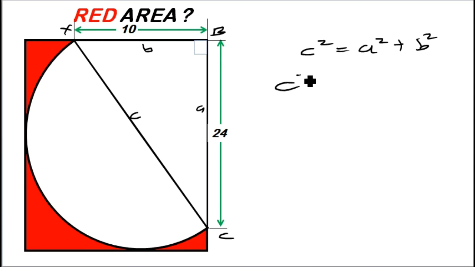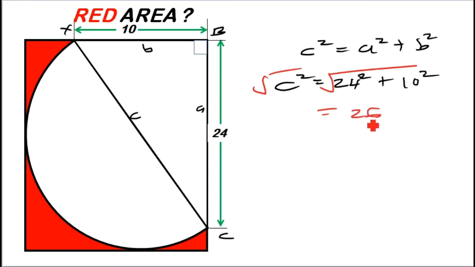So that implies that c squared is equal to a, we've been told from B to C is 24, that is going to be 24 squared plus b, from Y to B, which is 10. So 24 squared plus 10 squared. For you to get c, you simply take the square root on both sides. So the square root of 24 squared plus 10 squared is 26. So it means the length from Y to C is 26.